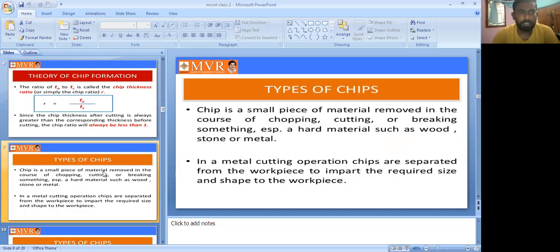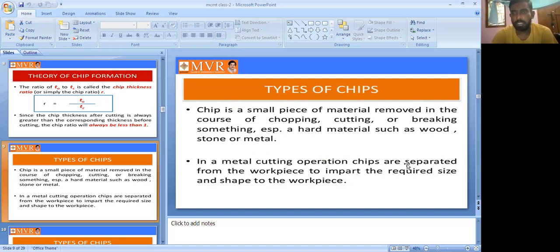Next, we can see the types of chips. Chips have different classifications. Generally, they are classified into different types. A chip is a small piece of material removed in the course of chopping, cutting or breaking something. A hard material such as wood or stone, when removed, is called a chip.